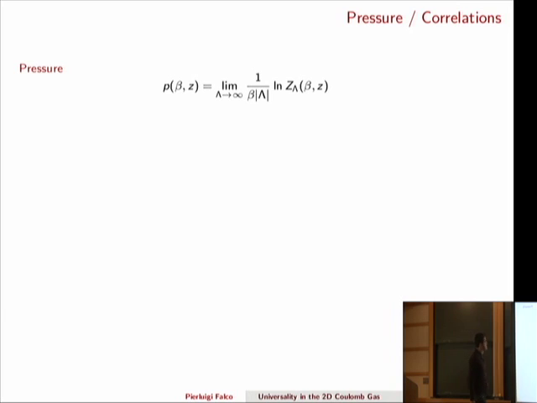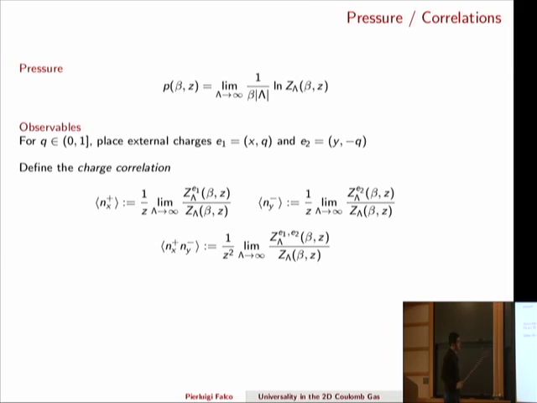So what do you do with this formula? Well, if you take the log, divide by the volume, and then take the infinite volume limit, you get the pressure. And then you also want to introduce some observables, some random variables.